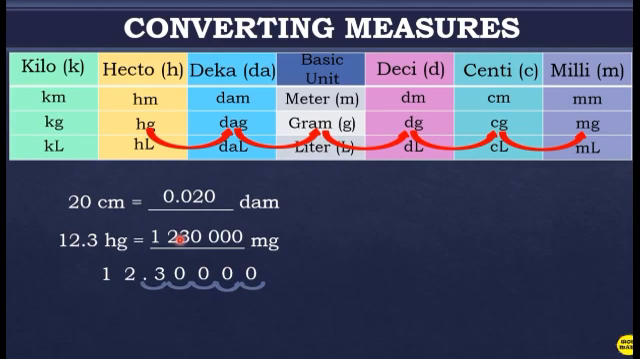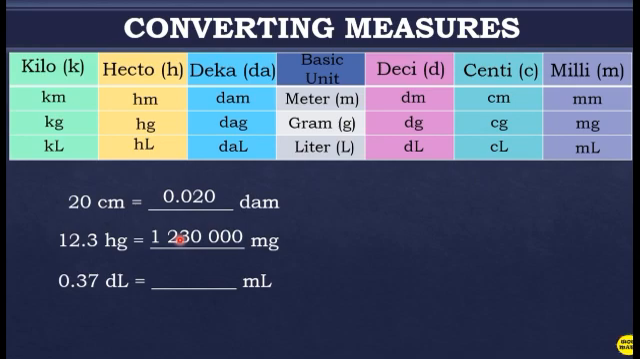Madali lang po siya. Kaya, actually, pwede na pagsabay-sabayin ang length, weight, and capacity kapag metric system. Pero kapag English, medyo mahirap siya, no? Pero itatry natin. Okay? Next, 0.37 decaliters to milliliters.